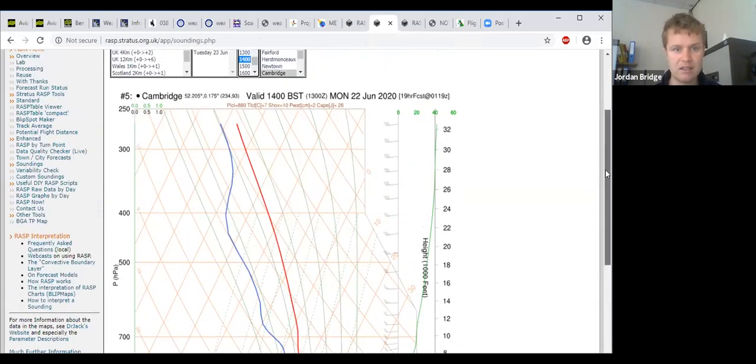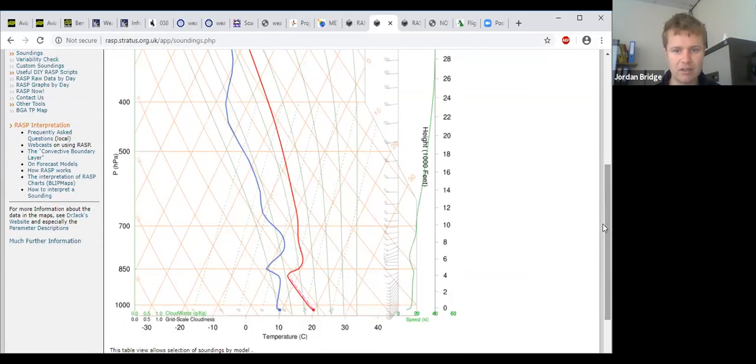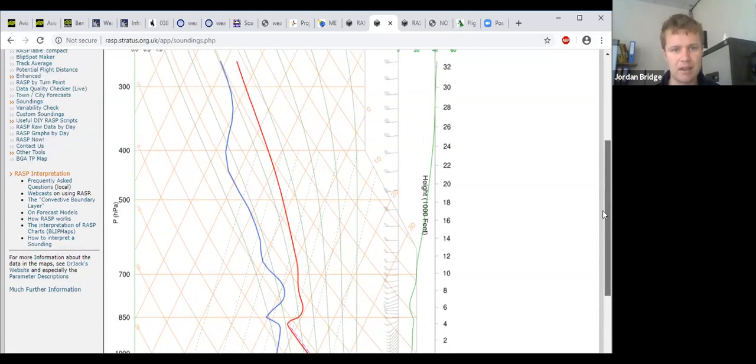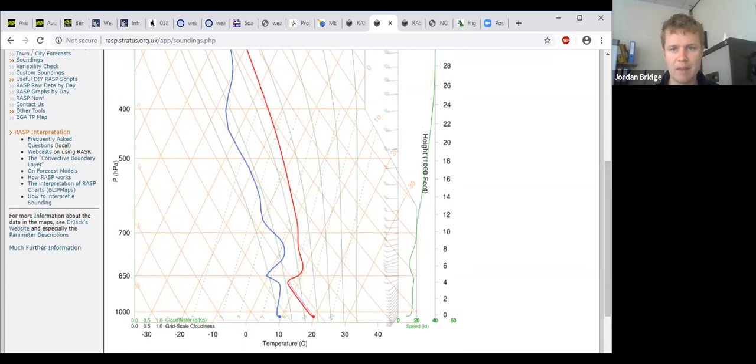This is Cambridge at 2 o'clock, similar, maybe a little bit higher, maybe 4,000 to 4,500 feet. Again, a similar solid inversion, lines slightly further apart, potentially more shallow cu, but nothing in the way of particularly bad top cover or anything like that.